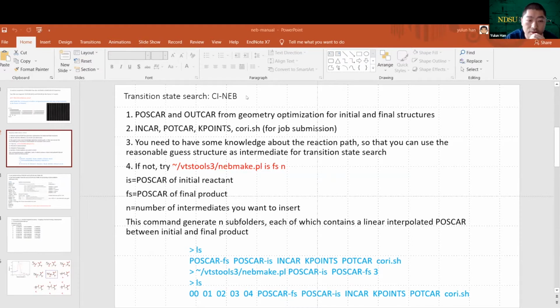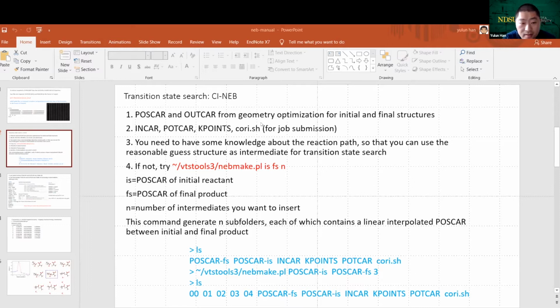structures. You also need some standard inputs like INCAR, POTCAR, and KPOINTS, and also, of course, the script for job submission. And the third step, I guess, is quite important because you need to have some basic knowledge about your reaction pathways. So if you have some knowledge, then you can input some reasonable initial guess structures, which can be used as intermediates to bridge between initial reactant and final product.